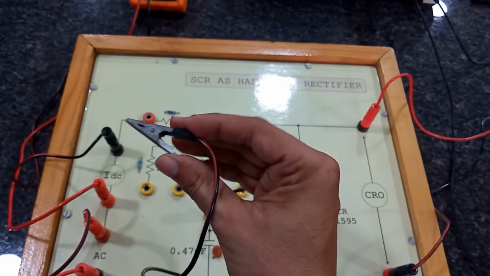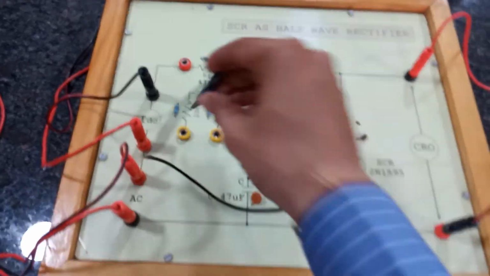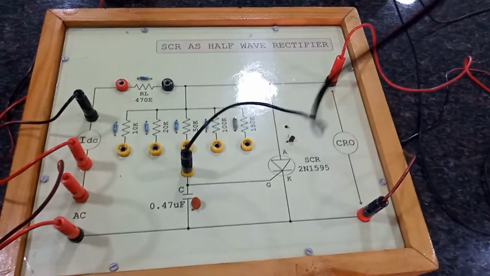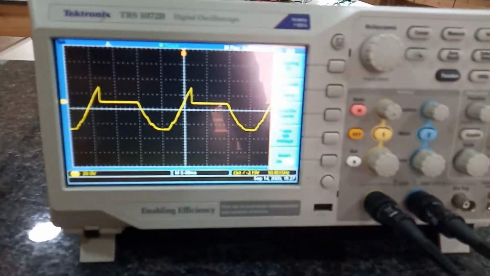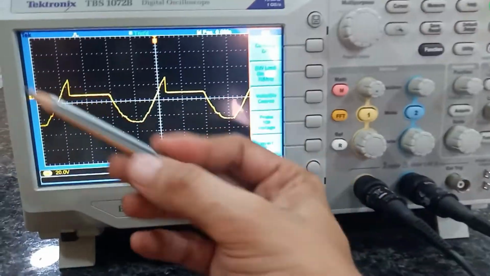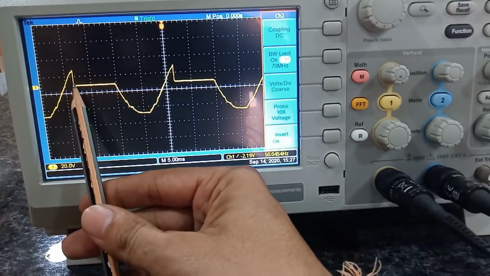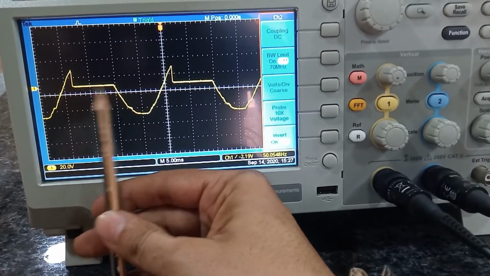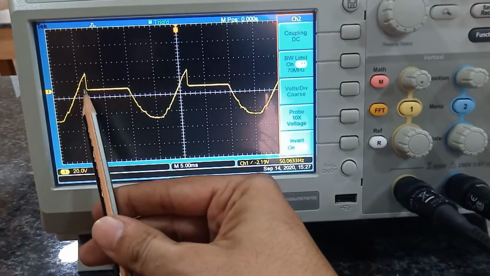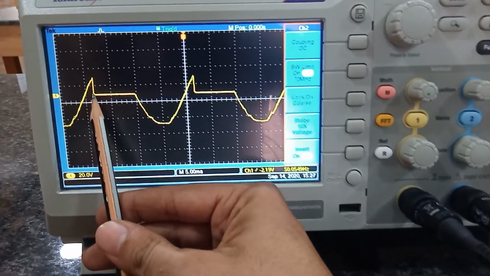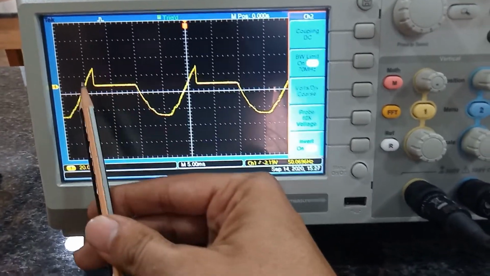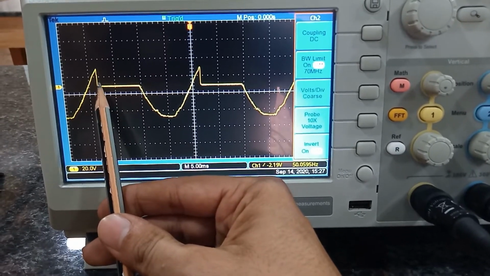Now, the moment I connect the gate terminal to any of the resistors, you can see the change in the waveform. This is nothing but the SCR conducting. SCR is conducting for this amount of cycle, this amount of period, right? This theta is known as the conduction angle. The small peak is known as the firing angle.